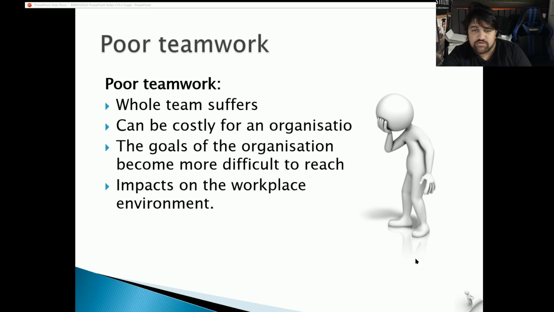The goals that the organization has may become more difficult to reach, or maybe impossible to reach, and the impacts on the workplace environment may make it an unsuitable workplace to work in, and you may not be happy, and there might be too many risks, and it may become a toxic environment for you to work in.